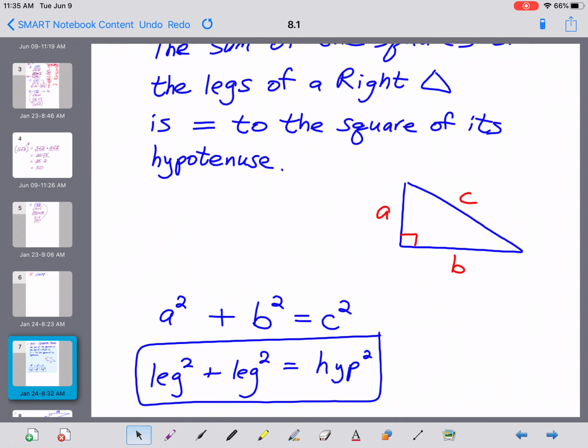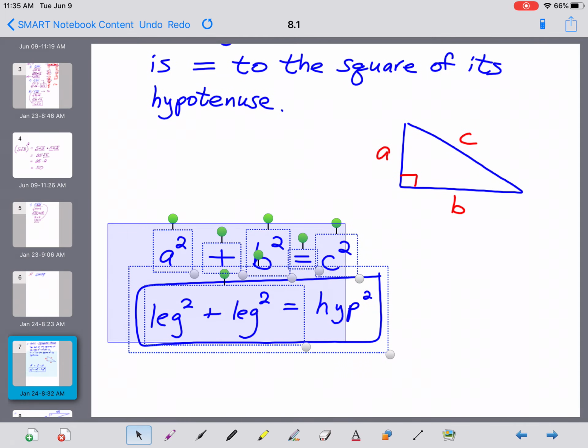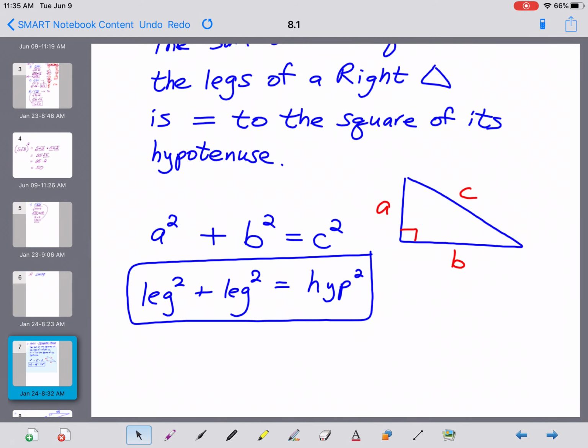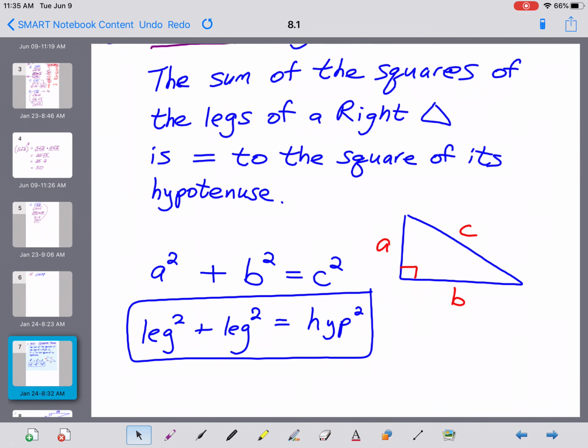Now when I say that to a lot of people and say, all right, does everybody get it? They all kind of look at me blankly. So let's take a look at what this is in symbols right here, guys, as we look at it again. All right, going back to the words now, the sum of the squares of the legs of a right triangle.